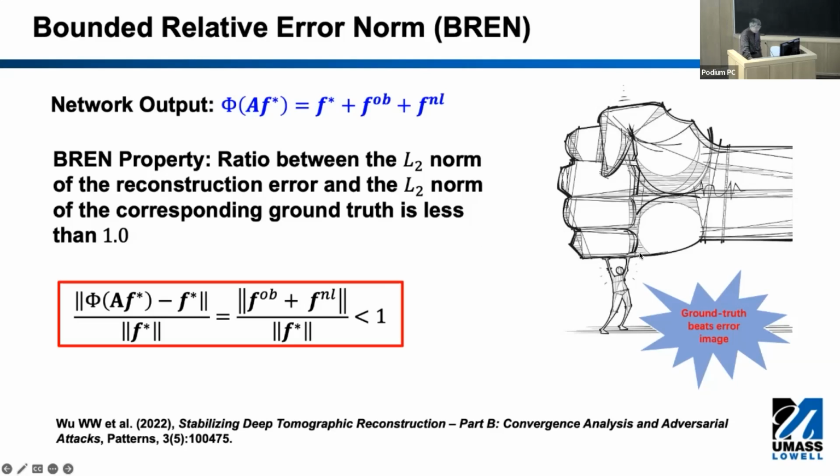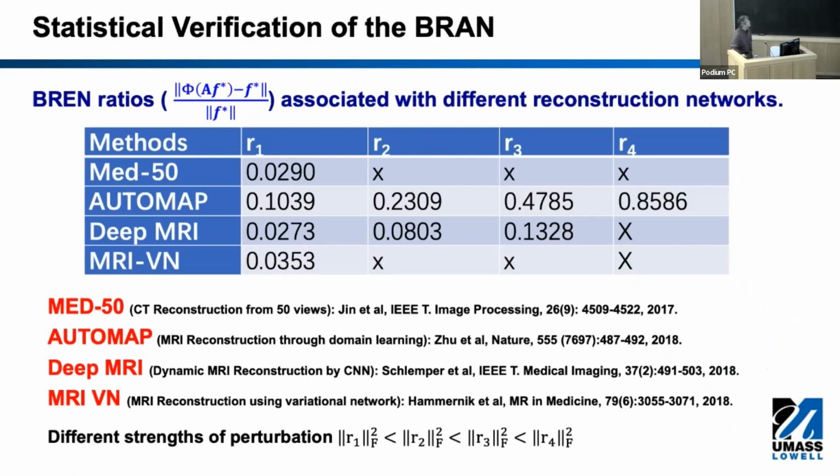For the BRAN property, we have done some numerical simulation. We basically use adversarial attacks to generate samples. We did a lot of experiments for several representative networks, and we found the maximum ratio is about 0.58. That is still smaller than 1, which means our BRAN property is satisfied.